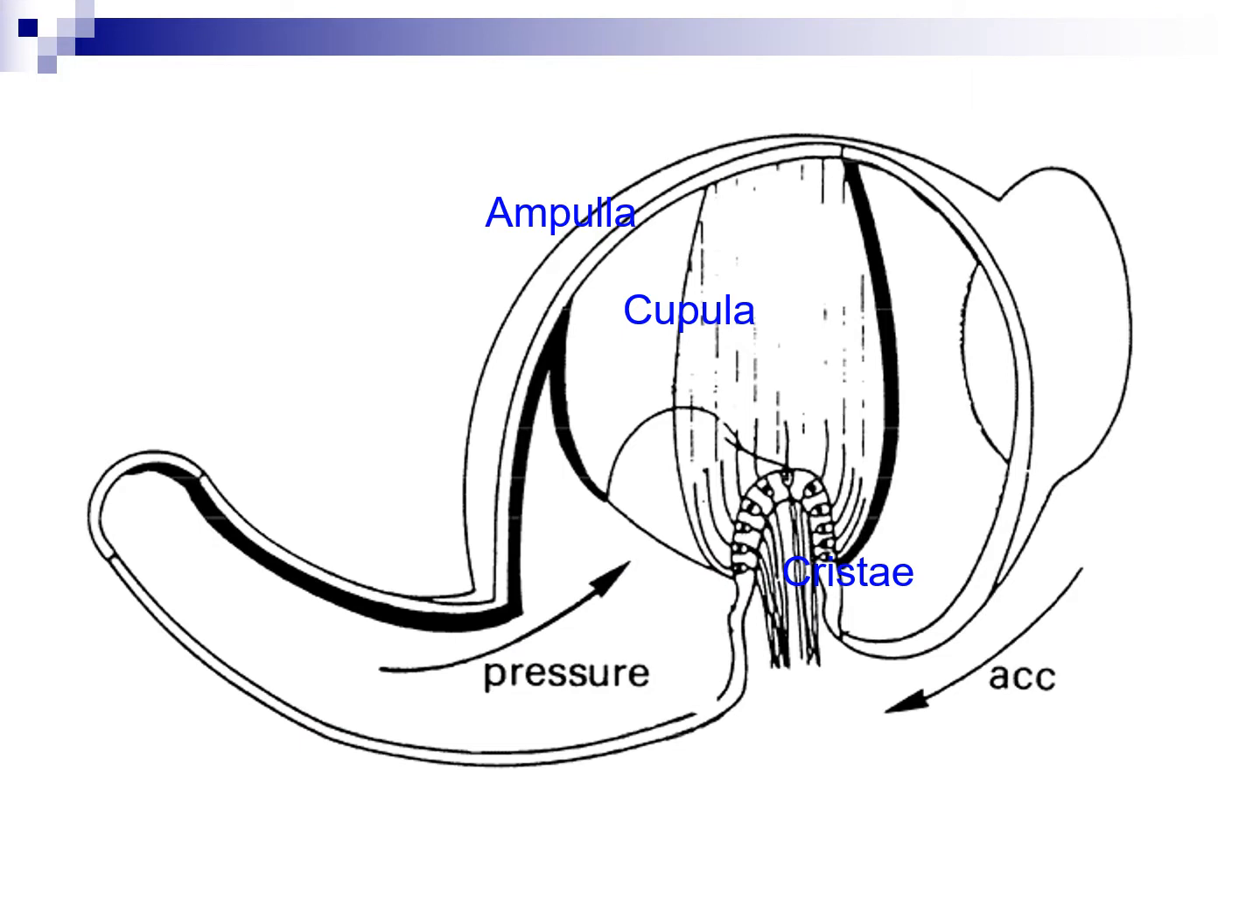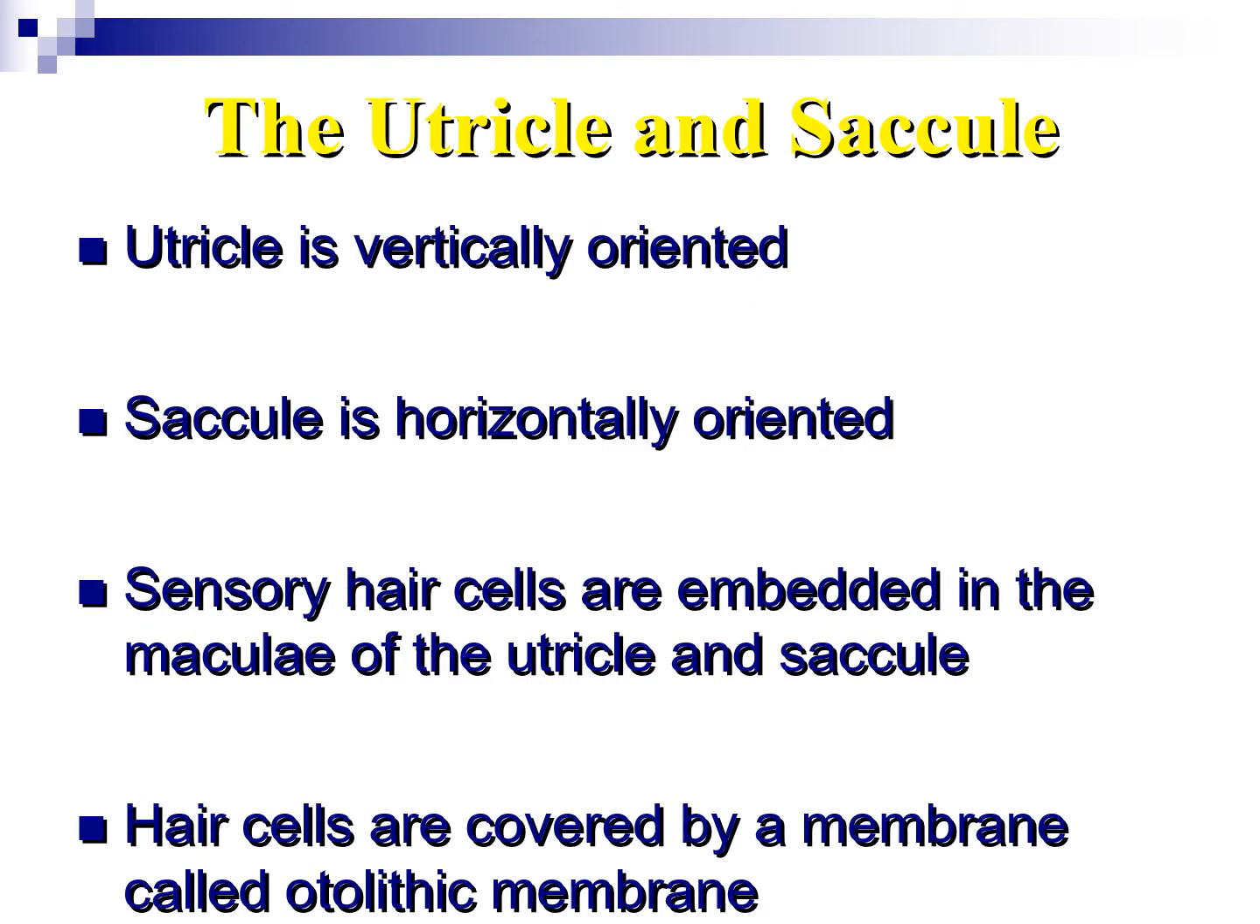In the second diagram, you see here is the acceleration or rotation of the head, and if you get the rotation that way, the movement of the fluid will be in the opposite direction, and this movement of the fluid inside the semicircular canal will stimulate the cupula to move. Once the cupula moves, it will cause movement of the hair cells. Movement of the hair cells will produce electrical impulses along the vestibular nerve ending.